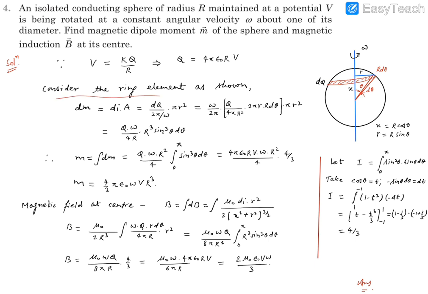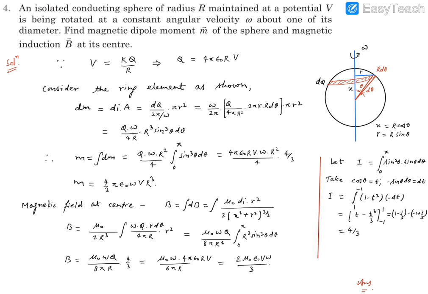Now let's consider the ring element that we have talked about. So what is the dm? The differential dipole moment, or magnetic dipole moment. It's defined as the current in the loop into the loop area. Now current in the loop is going to be dq divided by time period. So time period is 2 pi by omega, and the loop area is going to be pi r square, because this ring is going to be of radius r.